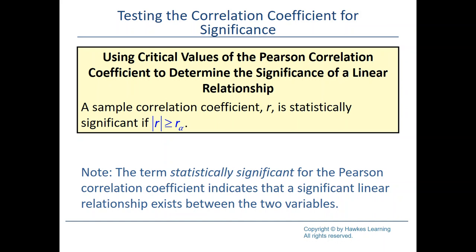The term statistically significant for a Pearson correlation coefficient indicates that the linear relationship between the two variables is strong enough, and you are going to need to know your level of significance here. And remind yourself, we did talk about that level of significance being called a, also known as alpha. We prefer to use the word alpha. So as long as the absolute value of r is greater than or equal to r alpha, we can say that it's statistically significant.